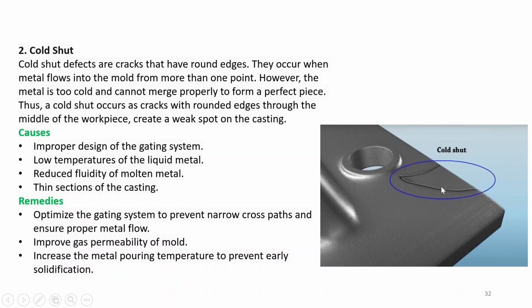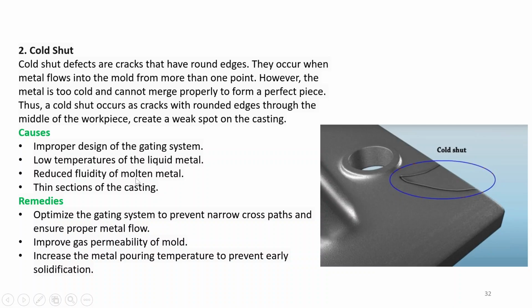So, for example, if you are using this product in some machine component, then this might fail from this part, so it creates a weak spot. Causes are improper design of the gating system and low temperature of liquid metal. So if the pouring temperature is lower, then these cold shuts can form.